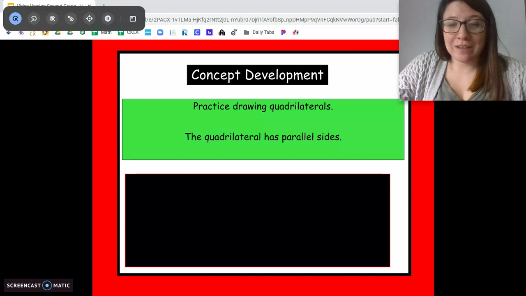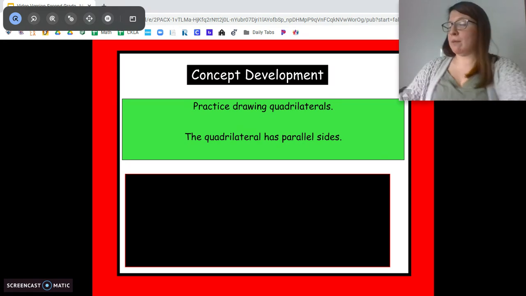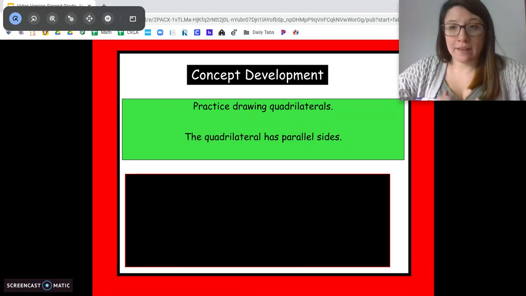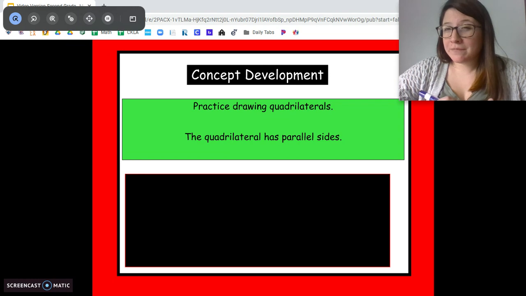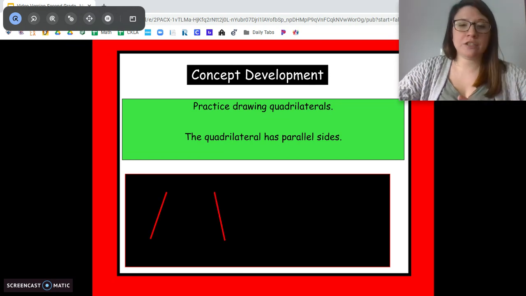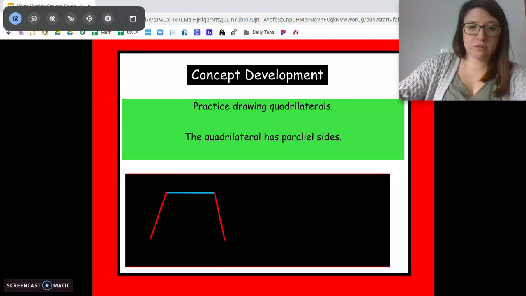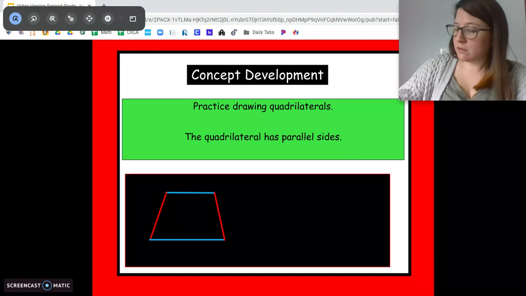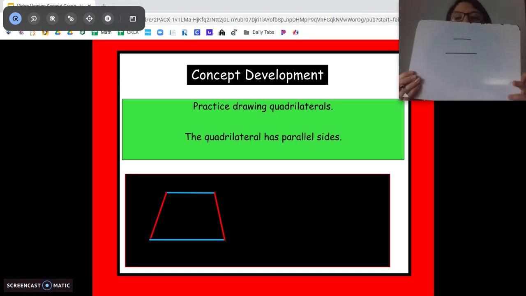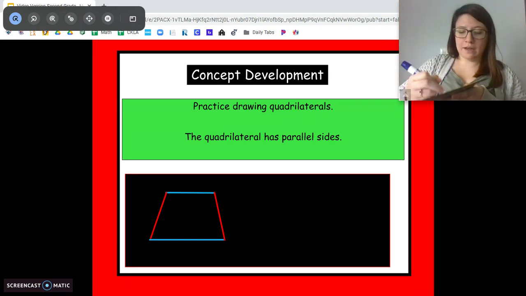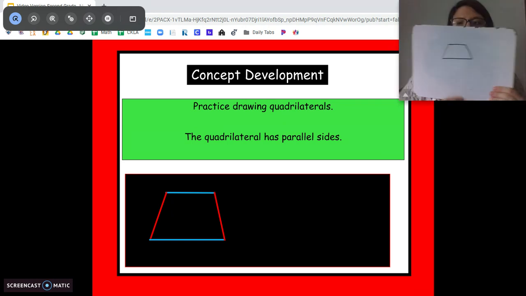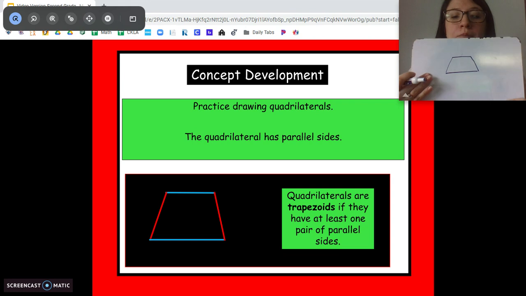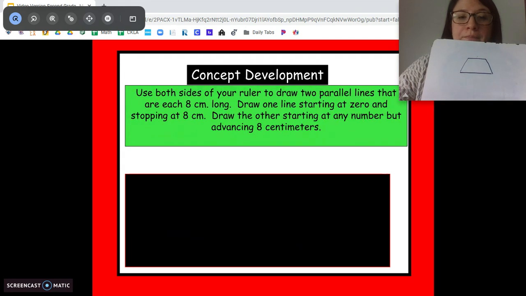Let's practice drawing quadrilaterals, given some clues. So, grab your paper. Let's try this. The quadrilateral we're going to draw has parallel lines. What are parallel lines? Good. Lines that never touch. So let's draw a set of parallel lines. I'm going to draw mine like that, and I'm going to connect. So our blue lines on the screen are parallel. Quadrilaterals with 1 pair of parallel lines are trapezoids, so we just drew a trapezoid.